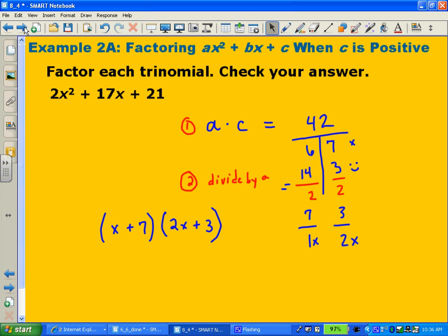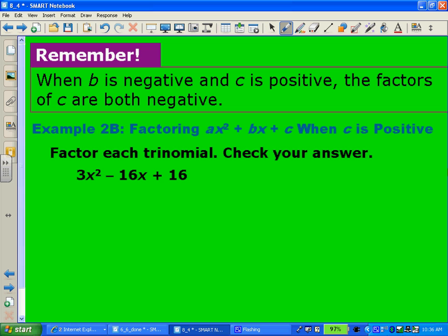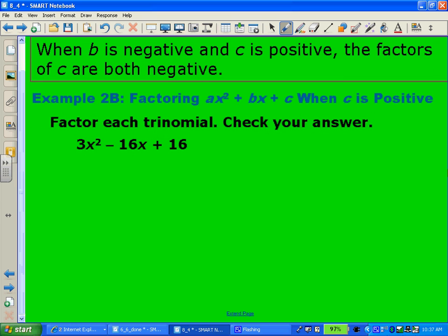Okay? So let's do this again. And I'm going to throw some in there with some different signs just so you can kind of be aware of how that affects things. So again, A times C, 3 times 16, 48. Now notice here that I need factors of 48 that add up to negative 16. They have to both be negative because I need a positive 48.